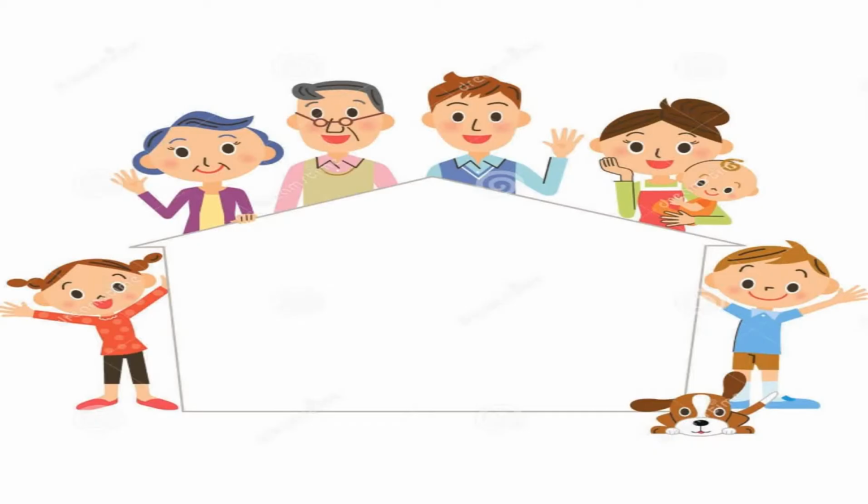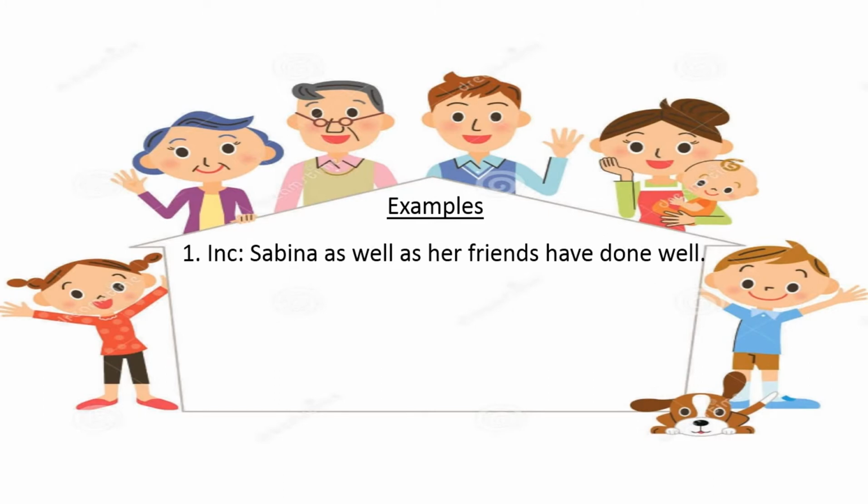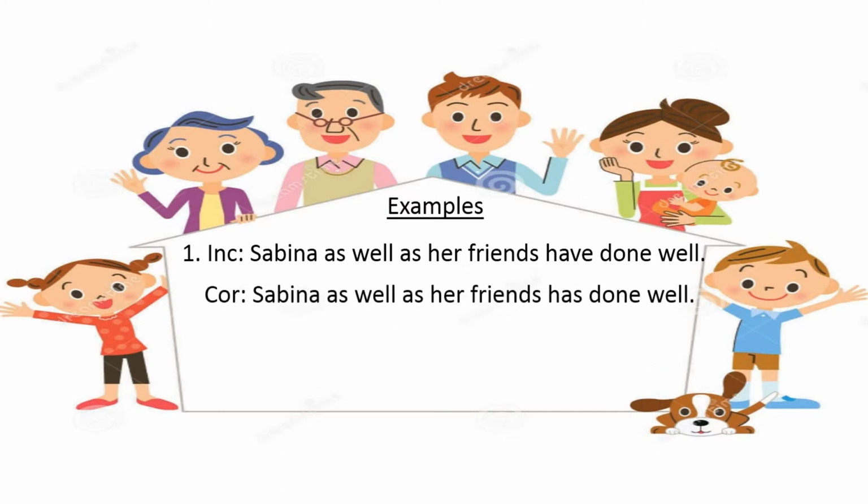So let's go for some examples. Sabina as well as her friends have done well. So here, Sabina as well as her friends. The first subject is Sabina and the second subject is her friends. So you have to follow the first subject. Here the first subject is singular, so the verb will always be singular. Here the correct answer: Sabina as well as her friends has done well.